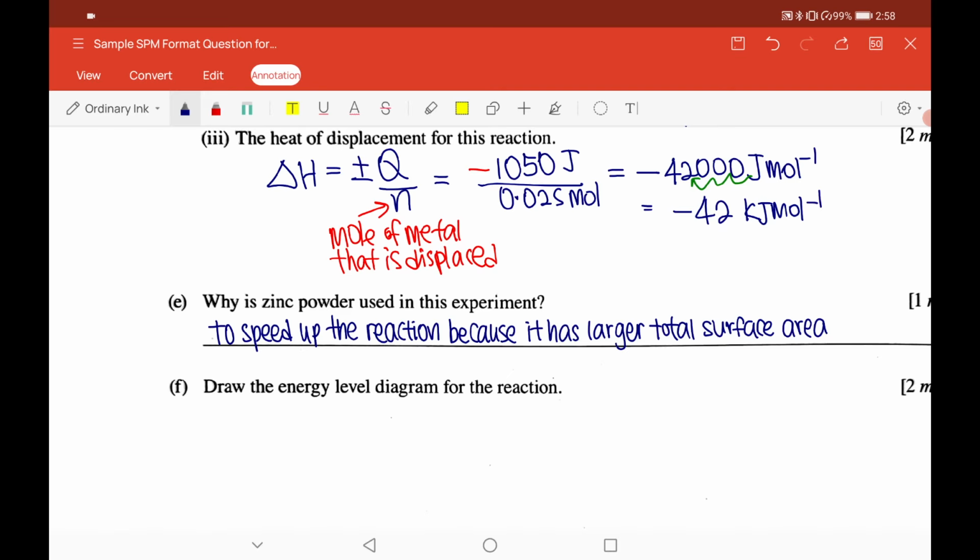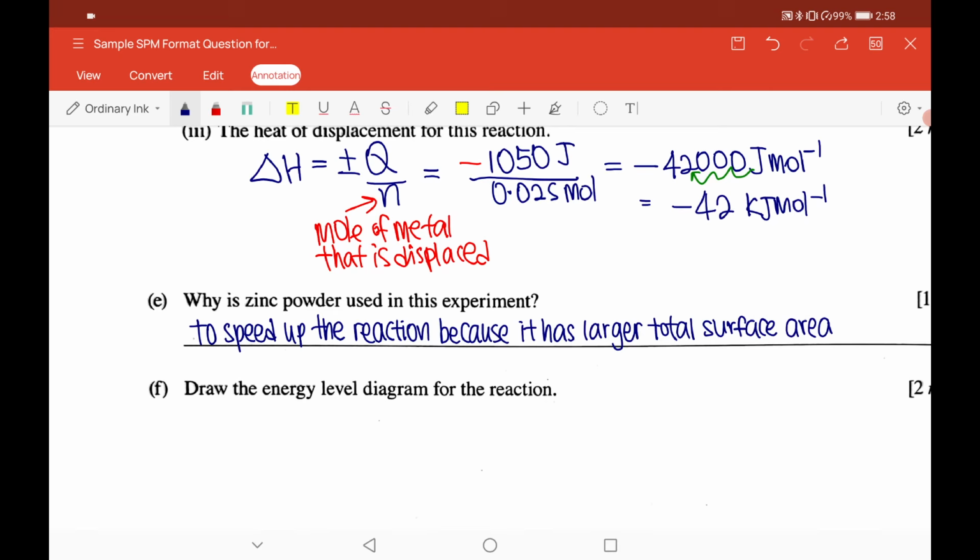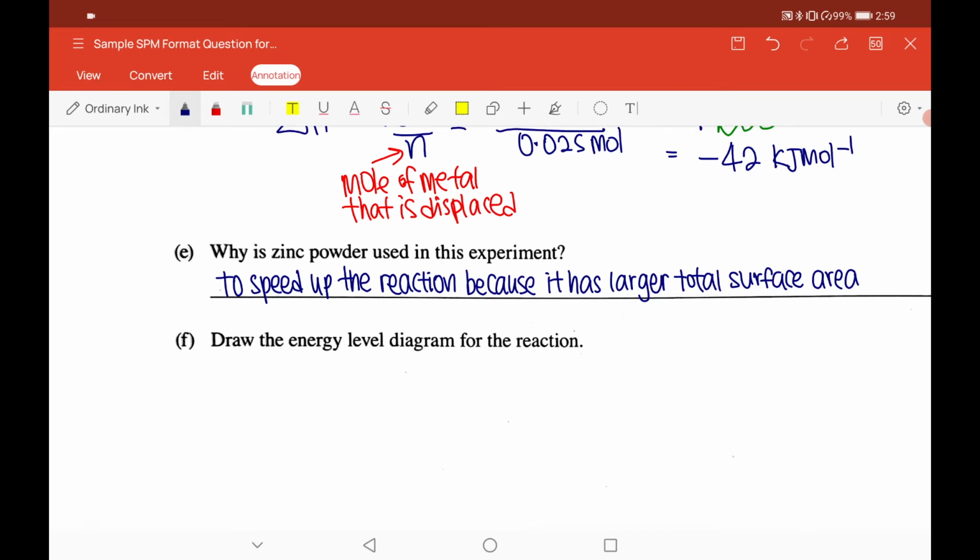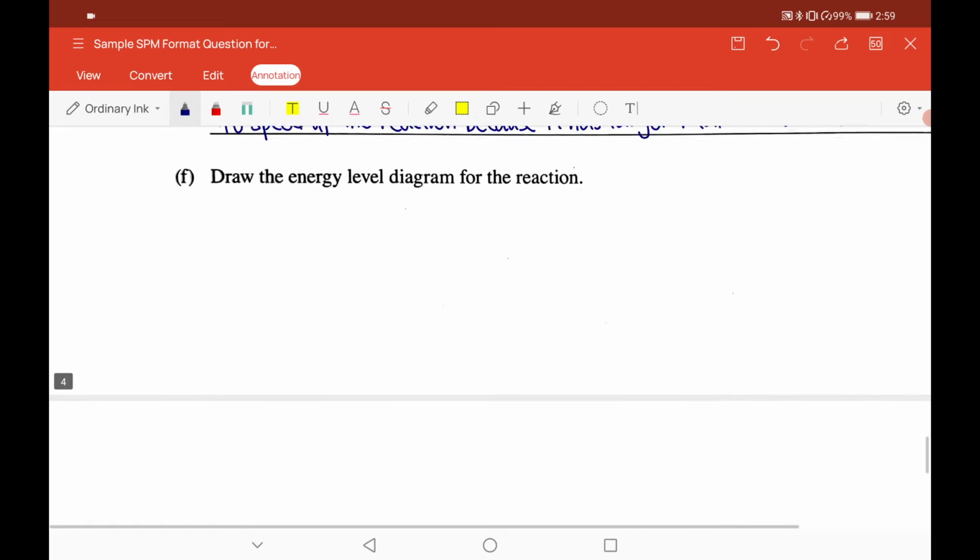In SPM, if you write until here, normally you get full marks already. But for me, I want the answer to be as good as possible. So if possible, you write the whole thing like this, which is even better: to speed up the reaction because it has a larger total surface area.